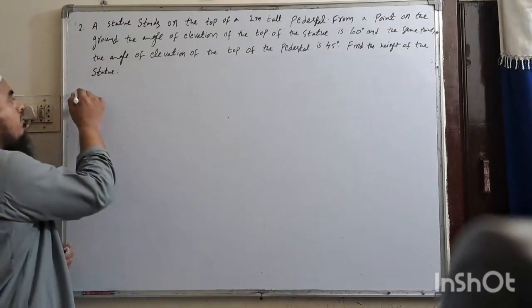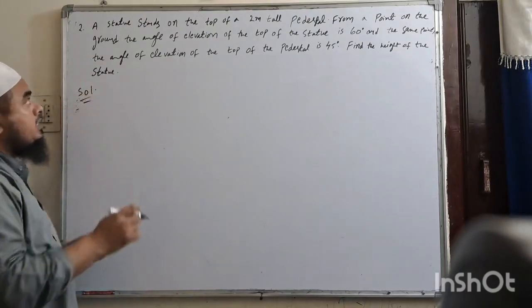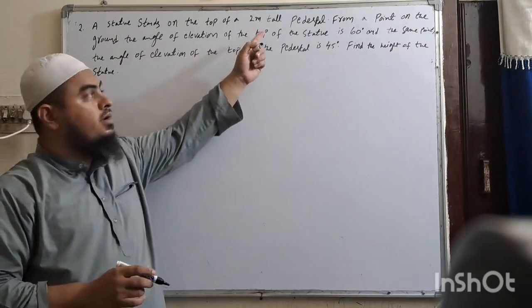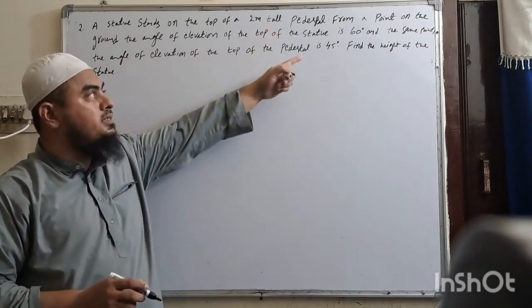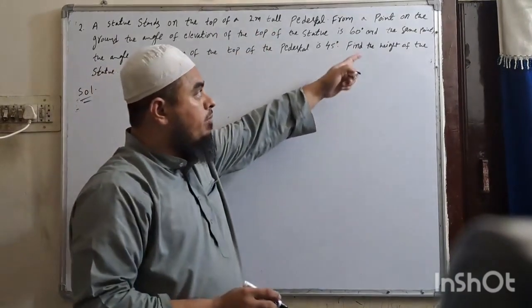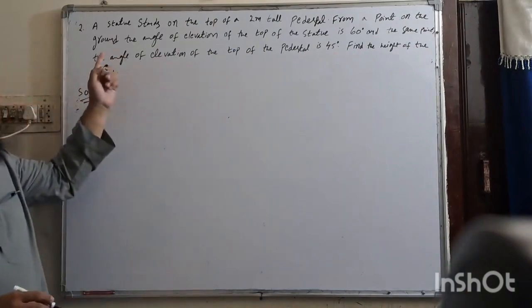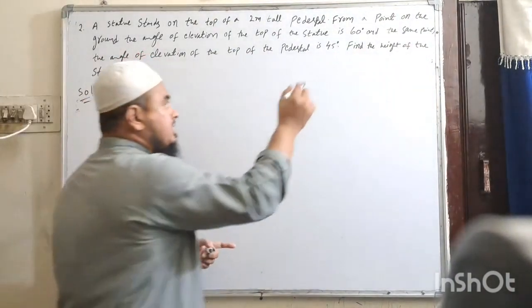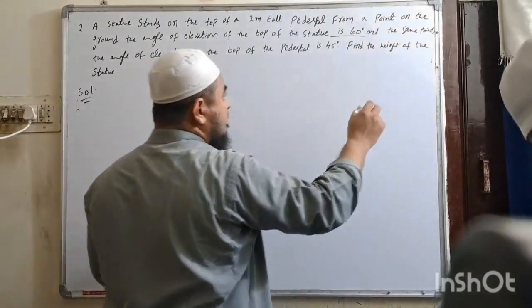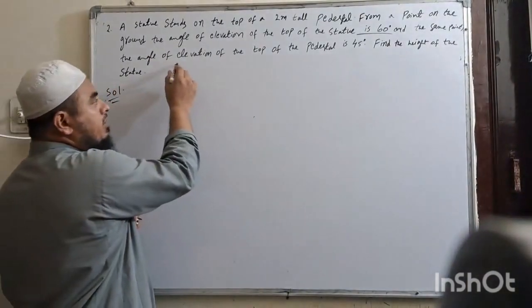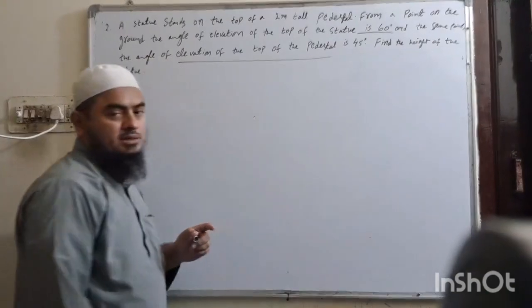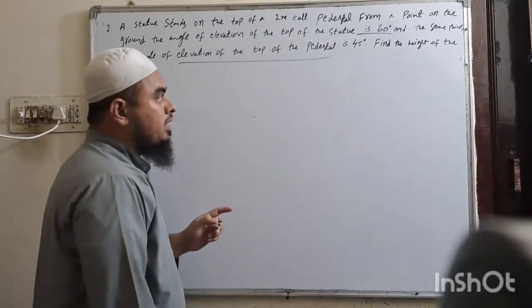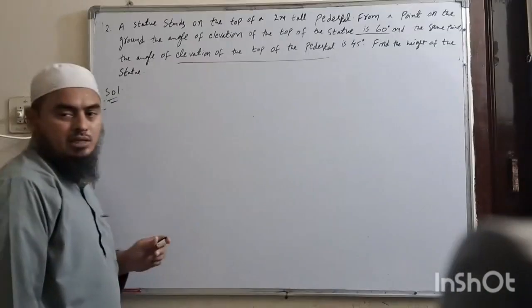Okay, in this problem we have a statue that stands on the top of a 2-meter tall pedestal. From a point on the ground, the angle of elevation of the top of the statue is 60 degrees, and from the same point the angle of elevation of the top of the pedestal is 45 degrees. Find the height of the statue, they are asking.